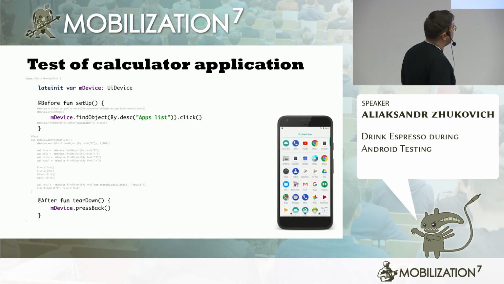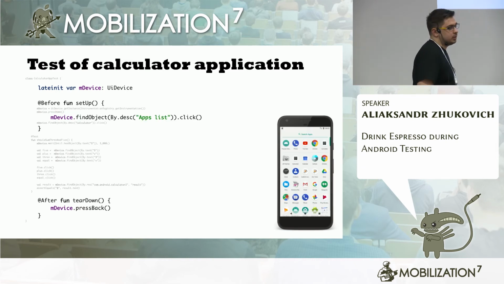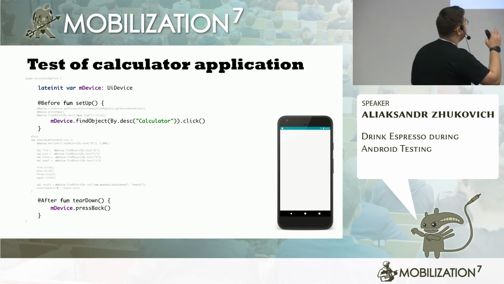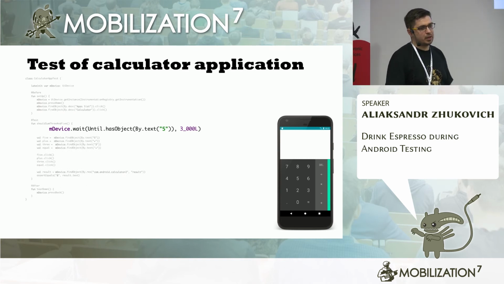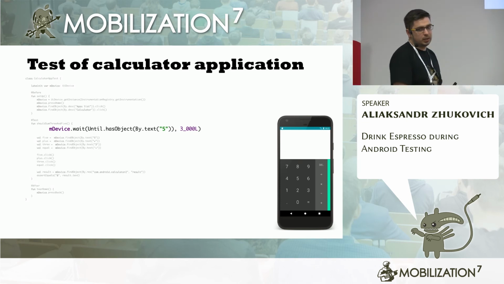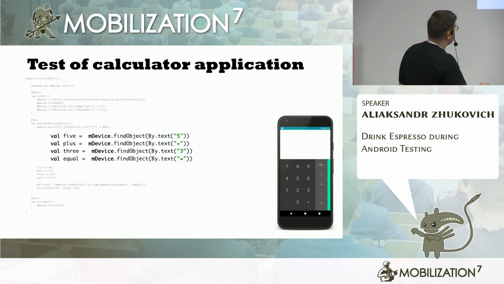Next step, we are looking for a view with the app list description. Click on it. We have a list of applications. Next step, we are looking for a view with the calculator description. Also click, and our application is starting. Unfortunately, this framework doesn't have any synchronization, and it means that we should set a maximum timeout for rendering. If this task is done in 100 milliseconds, it's done in 100 milliseconds and we go to the next step. After it, we create all objects which we need for interaction.